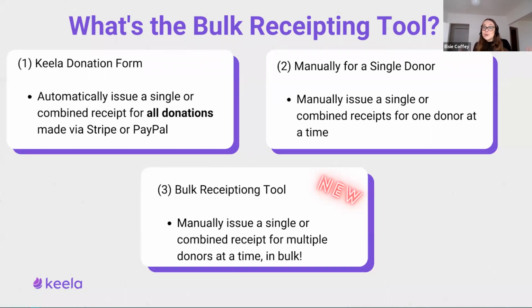But this brand new tool, the bulk receipting tool, is going to allow you to issue multiple receipts for multiple donors all at once. The difference between it and manually logging for a single donor is that you can do a bunch of different contacts at once and get them all issued and out. That's a really good option if you had a lot of donations that have come in throughout the year for check or cash payments and you're wanting to get them all done within the next month. Or if you've just joined Keela and you've just imported all these donations and you're wanting to issue receipts for them in bulk, just for any payment basically that hasn't come through a Keela donation form.